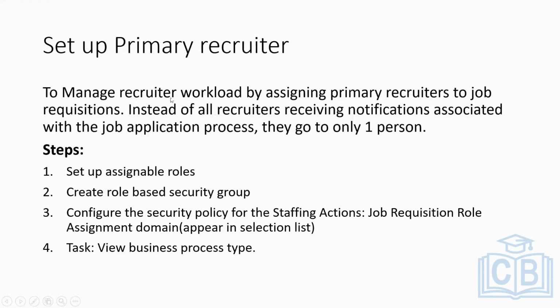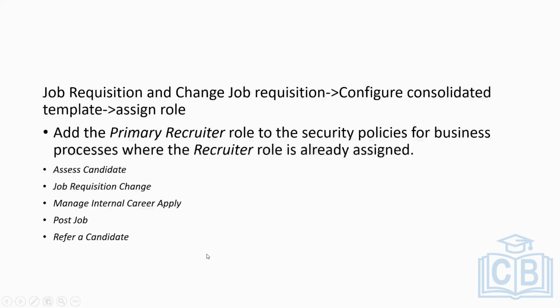Then to set up the primary recruiter, we have to create the role first, and then configure the security policy for this particular domain in order to do the setup. Then we have to look into view business process type. So this is a way of including the assigned role section on job requisition. These are the steps: we need to go into job rec, and from the related action, configure the consolidated template, and over there we have to assign role.